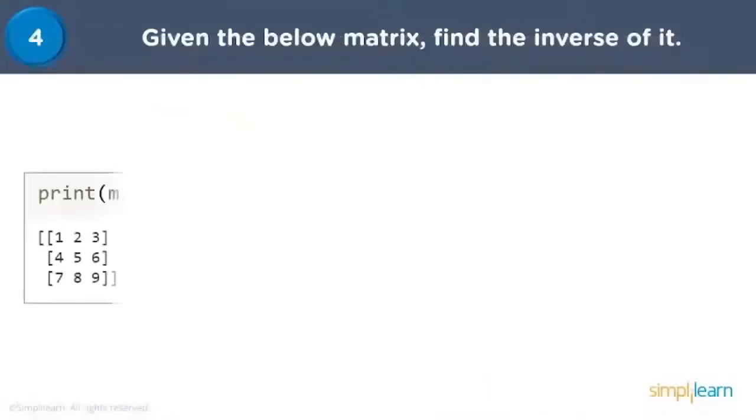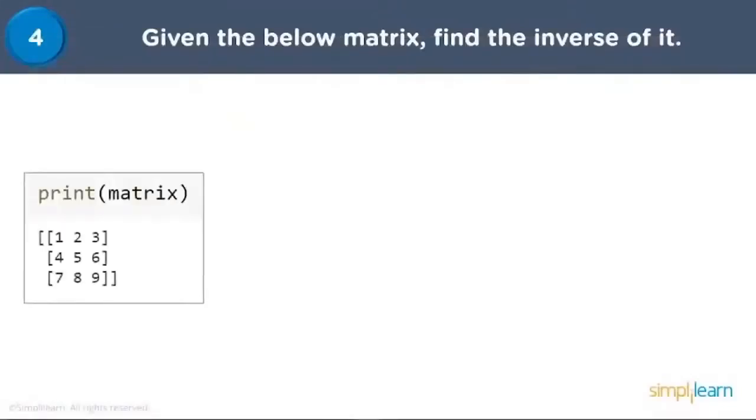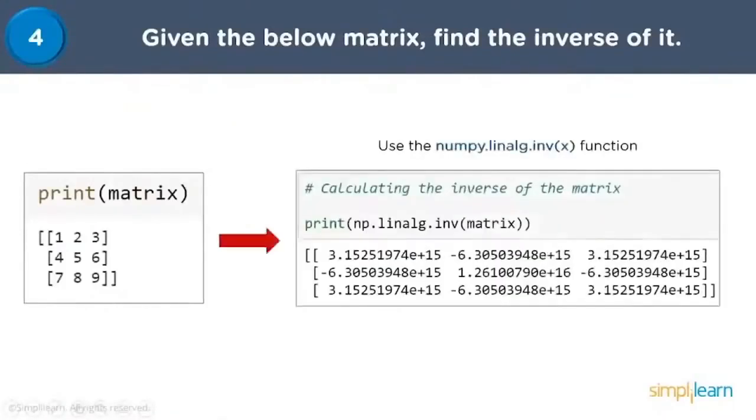So given below is a matrix. Now we need to find the inverse of this matrix. Now the inverse of a square matrix A, which is sometimes called a reciprocal matrix, is a matrix A inverse such that the dot product of A and A inverse is always I, which is an identity matrix. Now in NumPy we have a function which you can see here, that is np.linalg.inv, that helps you find the inverse of a matrix. Let me show you on the Jupyter notebook.